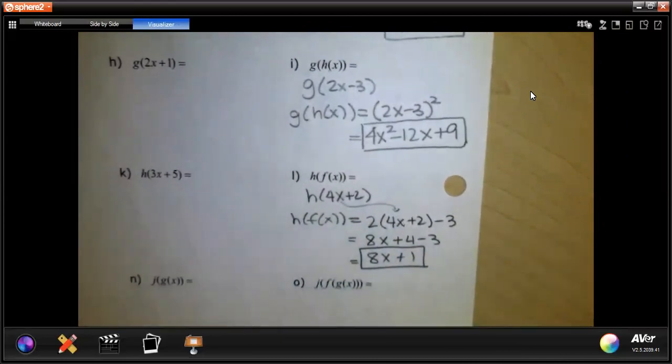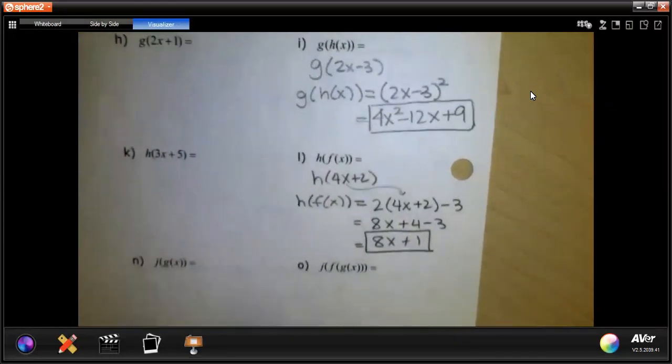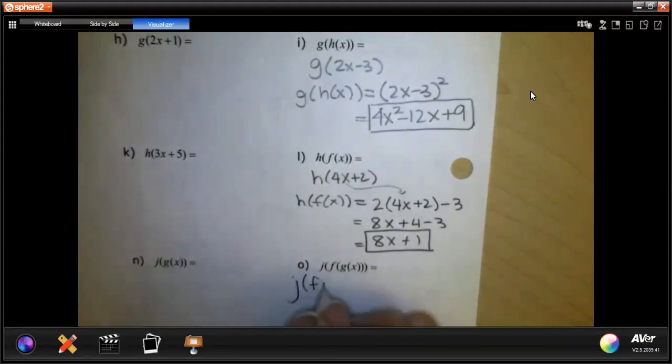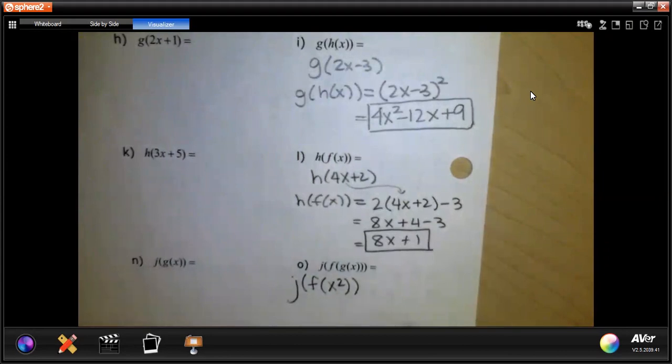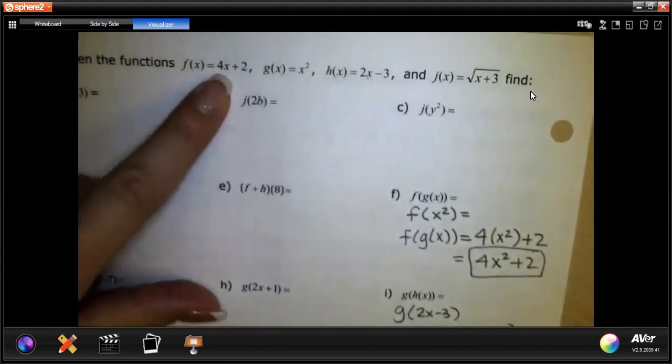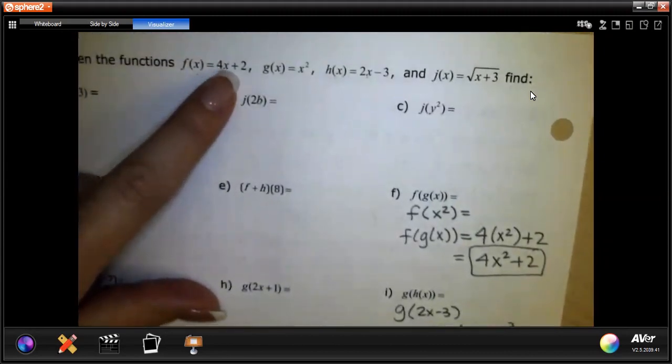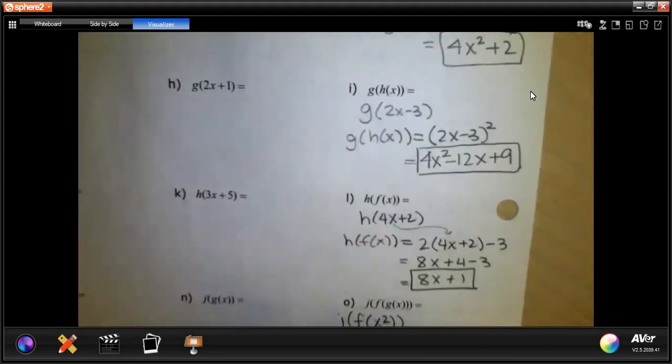So those are compositions. You can have more, just like we have down here, j of f of g of x. Again, you would work from the inside, so we'll do this one here. I get j of f, and g of x was x squared, so that's going to be my inside term there. Now I'm going to take that x squared and plug it into the f function. So this is my f function right here. So I'm going to replace that x with the x squared. And so I get 4x squared plus 2.